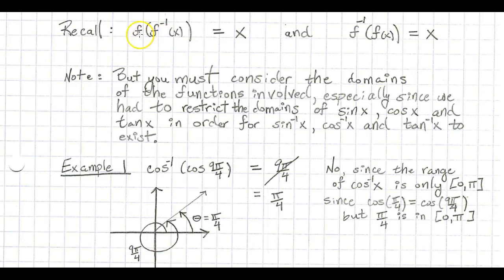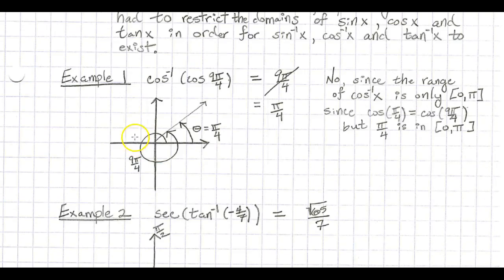Okay, so before I get into the examples, remember the following: if I take the function of its inverse, evaluate f of f inverse of x, out should pop x. Likewise, if I take f inverse of f of x, out should pop x. But for the trig functions, we also have to consider where the domains of the functions are, especially since we had the restricted domains of sine, cosine, and tangent in order for the sine inverse, cosine inverse, and tangent inverse of x functions to exist.